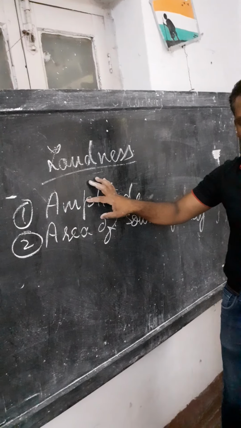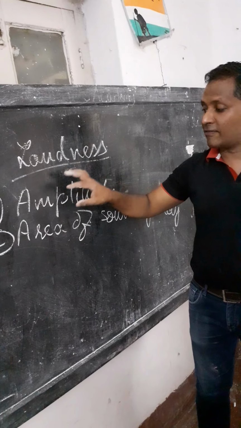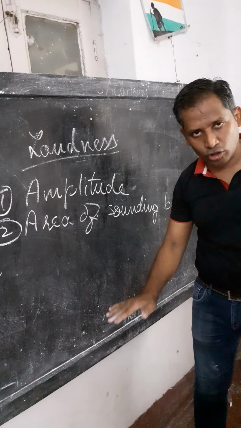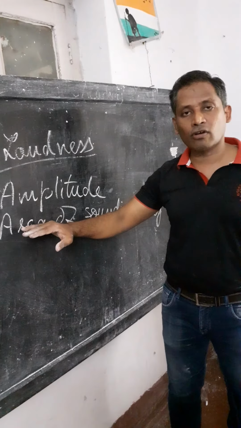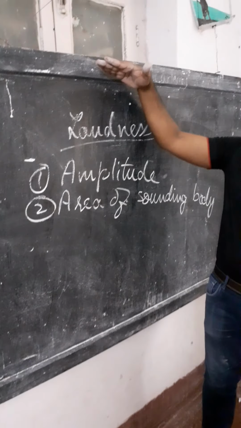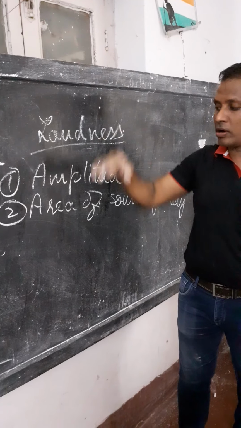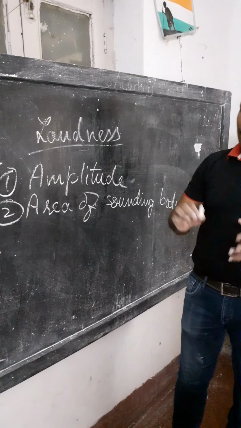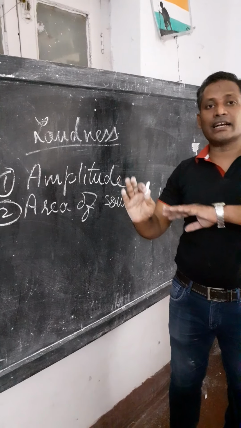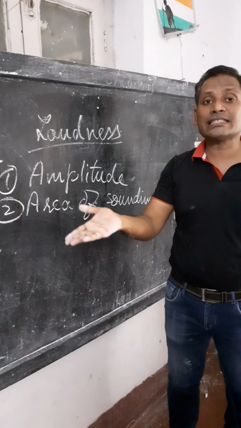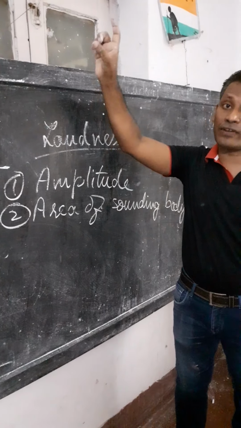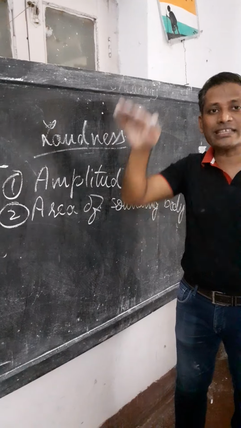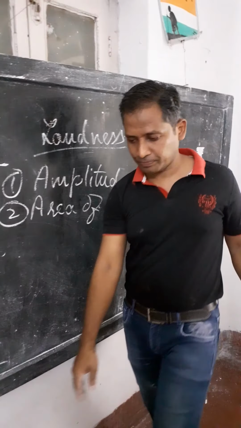If the amplitude is higher, loudness will be higher. If the amplitude is low, loudness will also be low. Area of the sounding body, if the area of the sounding body is more, loudness will also be more. If the area of sounding body is less, the loudness will be less. Previous to this, we had studied about pitch. If the pitch is high, that means there is higher frequency. If there is lower frequency, the pitch will also be low.